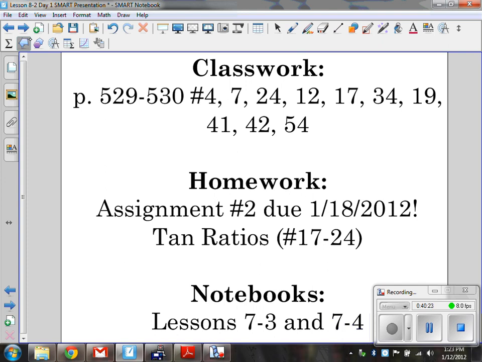Then, when you get started, I'm going to pass out assignment number 2. This is the assignment that we give on typically a Wednesday, but I'm giving it out today since we didn't have any problems to do on it last night. I'm giving it to you today. It'll be due next Wednesday. The tangent ratios are problems 17 through 24. So we're going to be doing the last set of problems on the worksheet rather than the first set. And your notebooks are lesson 7.3 and 7.4.